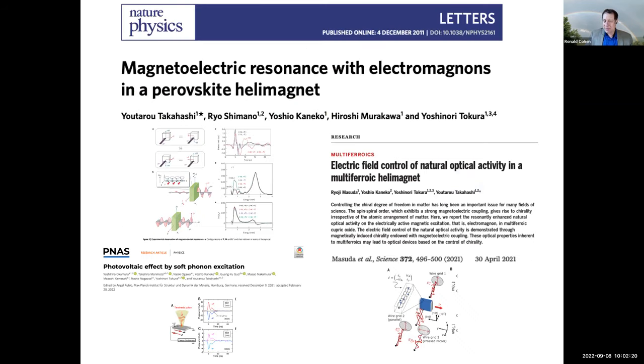Professor Takahashi has been involved or led a large number of really recent and exciting projects and new understanding on properties of ferroelectrics probed primarily optically, including new types of photovoltaic effects and multiferroic effects of various sorts. And we're going to hear about that today, and I don't want to take away from his time.